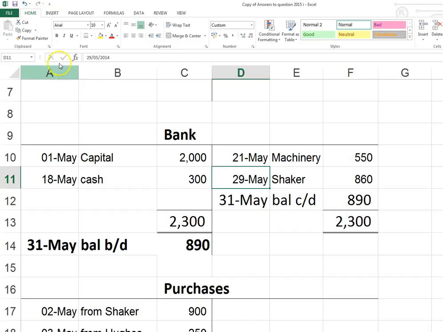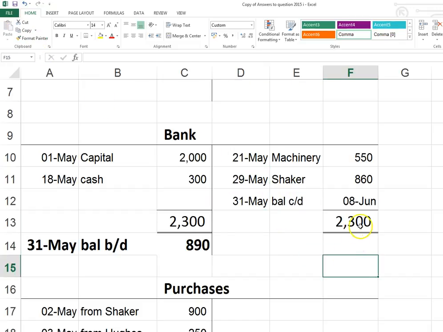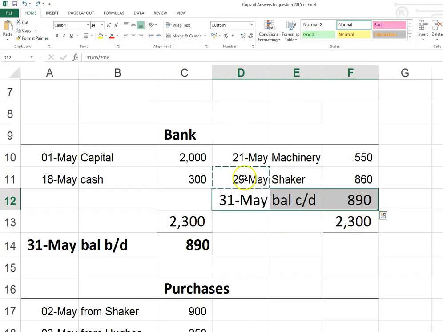And I don't like the look of that. I'll just change the format. No, that wasn't ideal. So let's do it that way.